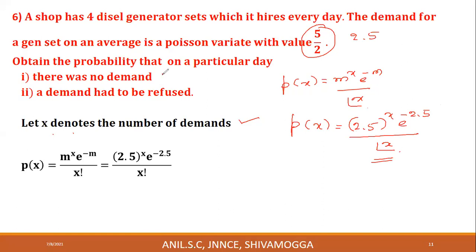Now let's consider the first case. X denotes the number of demands here. Obtain the probability that on a particular day there was no demand. No demand means x is equal to 0. Put x is equal to 0 and simplify. 2.5 whole power 0 is 1. E power minus 2.5 divided by 0 factorial is 1. 0.082. Yes, that's correct. Next, second case. A demand had to be refused.